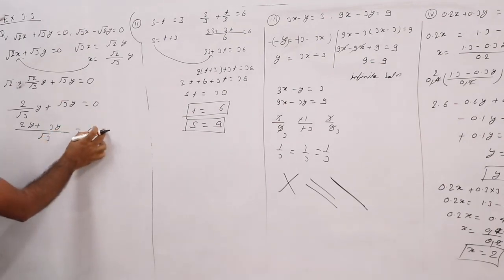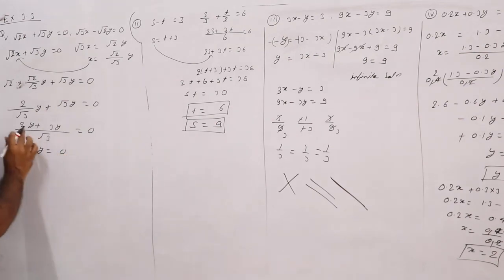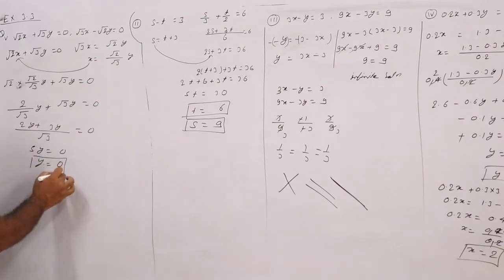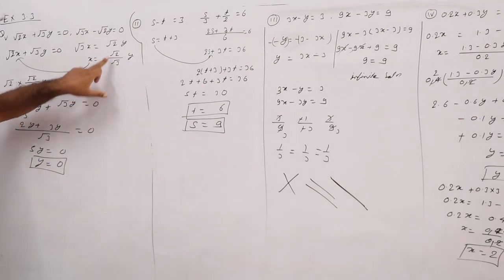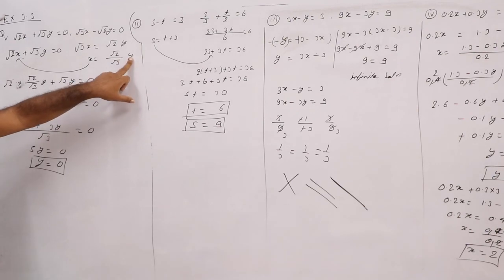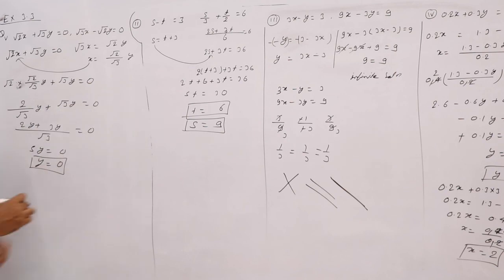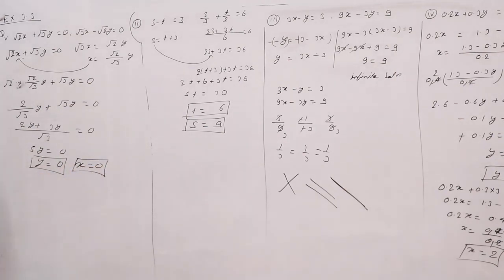This one taken to this side, so 5y is equal to 0, since 2 plus 3 is 5. So y is equal to 0. If we get y is equal to 0, put this value here. So x is equal to this thing into 0, and anything into 0 is 0. So x is also equal to 0. Done.